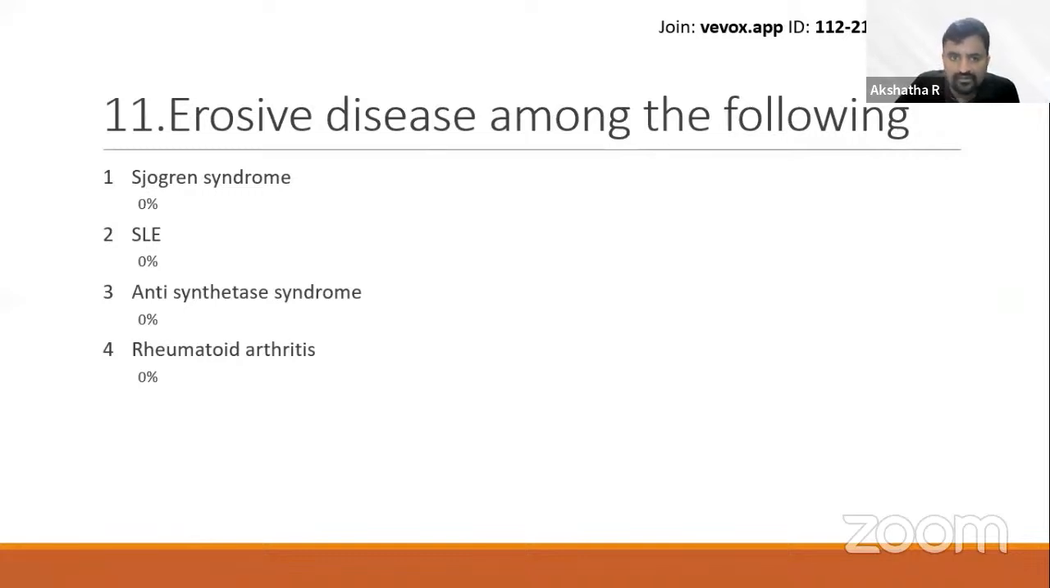So coming to the next question, erosive disease is common in which of the following diseases? Sjogren syndrome, SLE, antisynthetase syndrome, and rheumatoid arthritis.